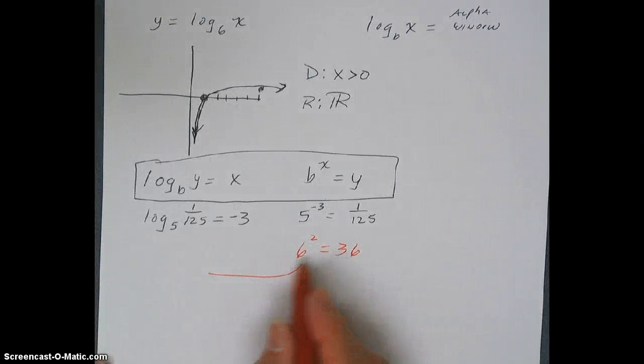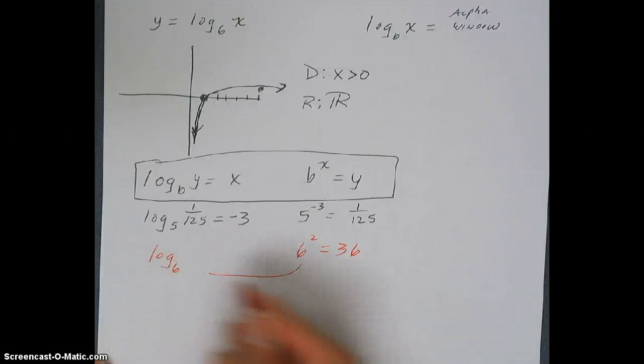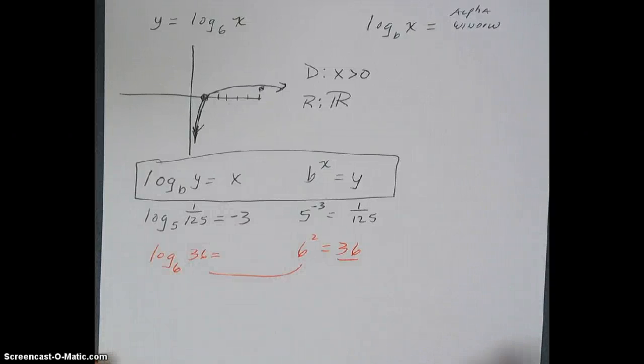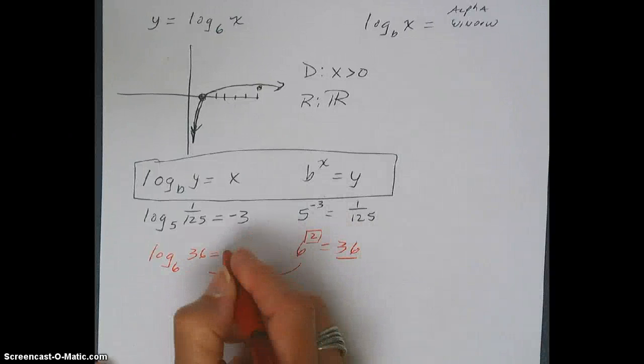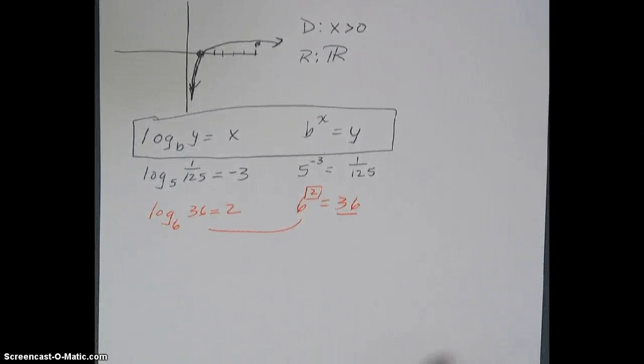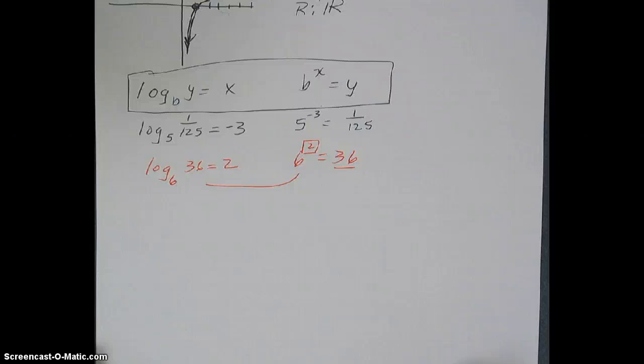So if it's exponential, we'll put log. b is your base. This 36 is what the argument is, and the exponent goes on the other side of the equal sign. So you'll be asked to solve some logs.